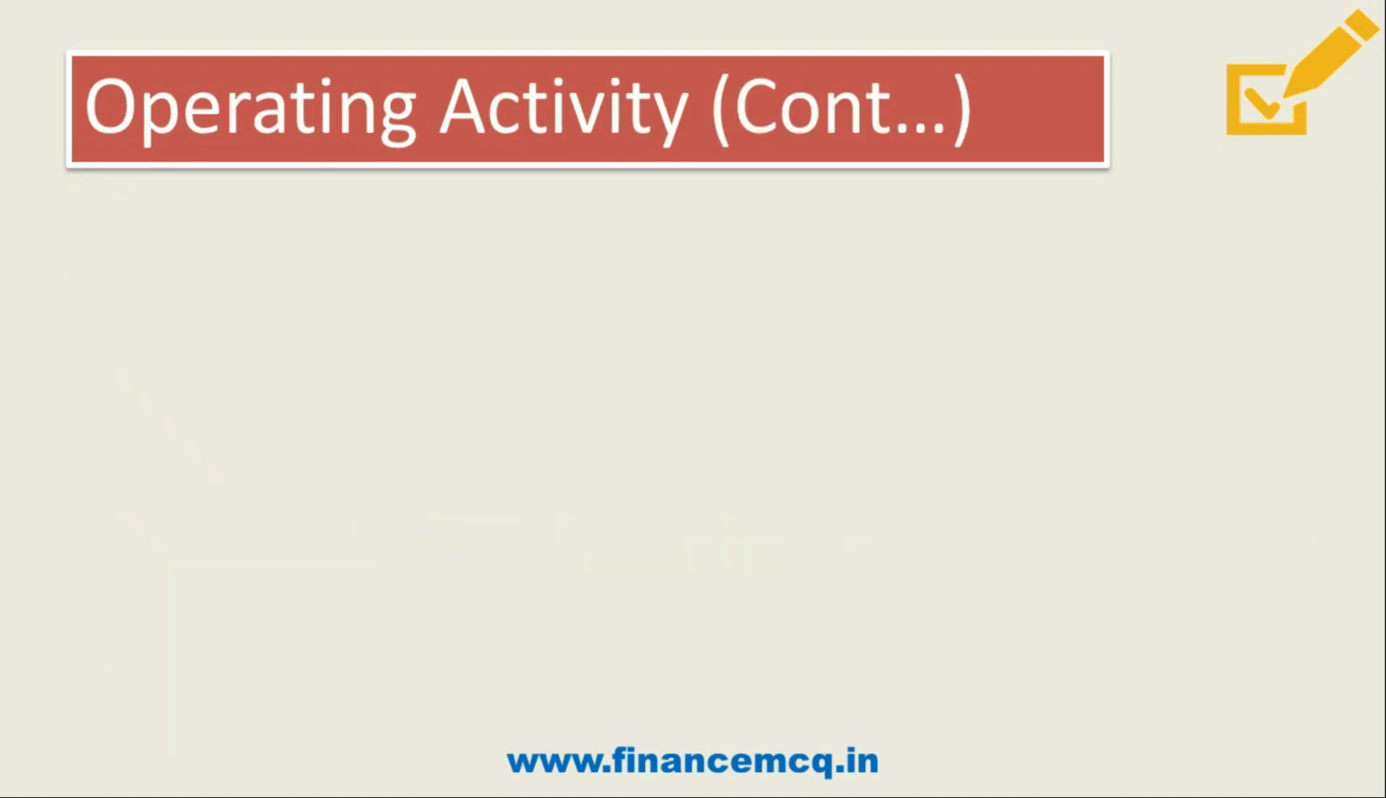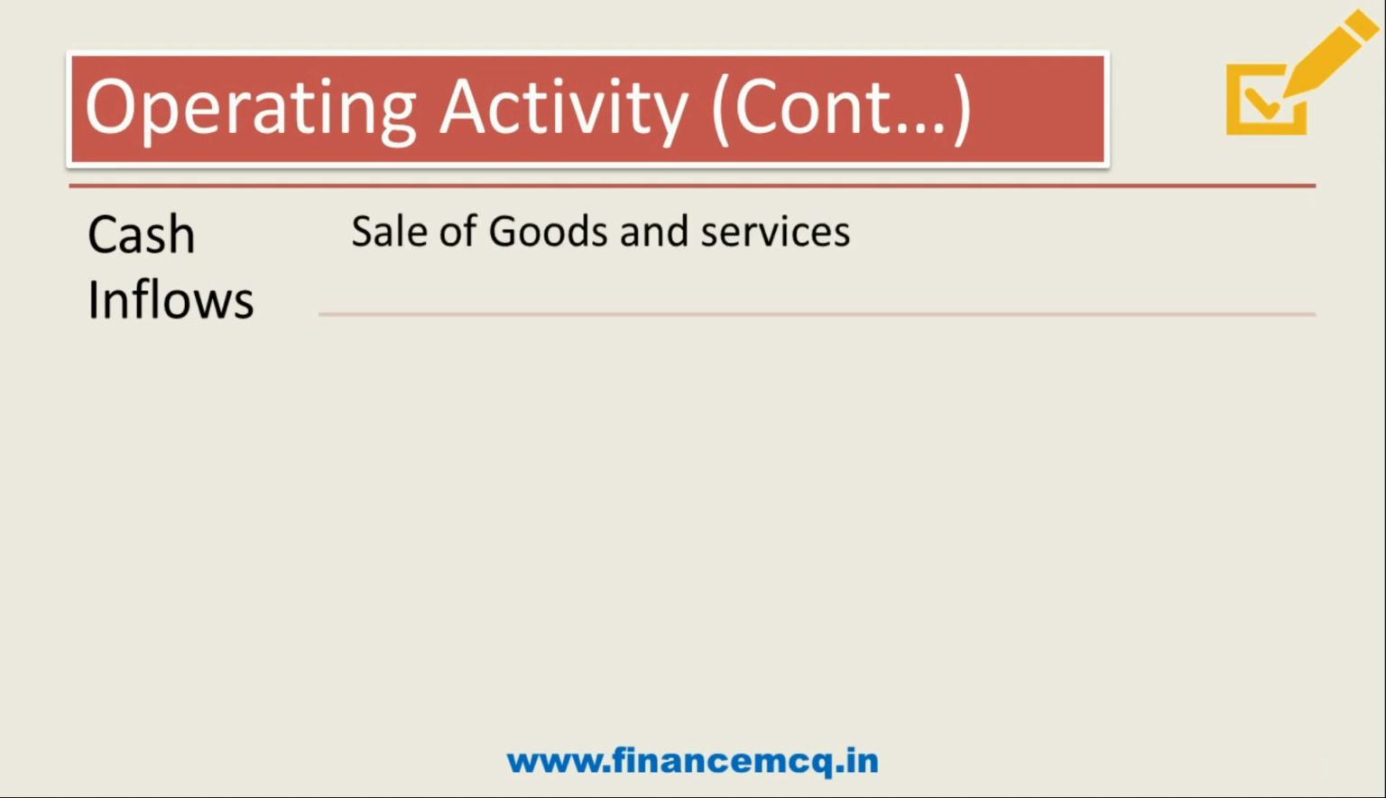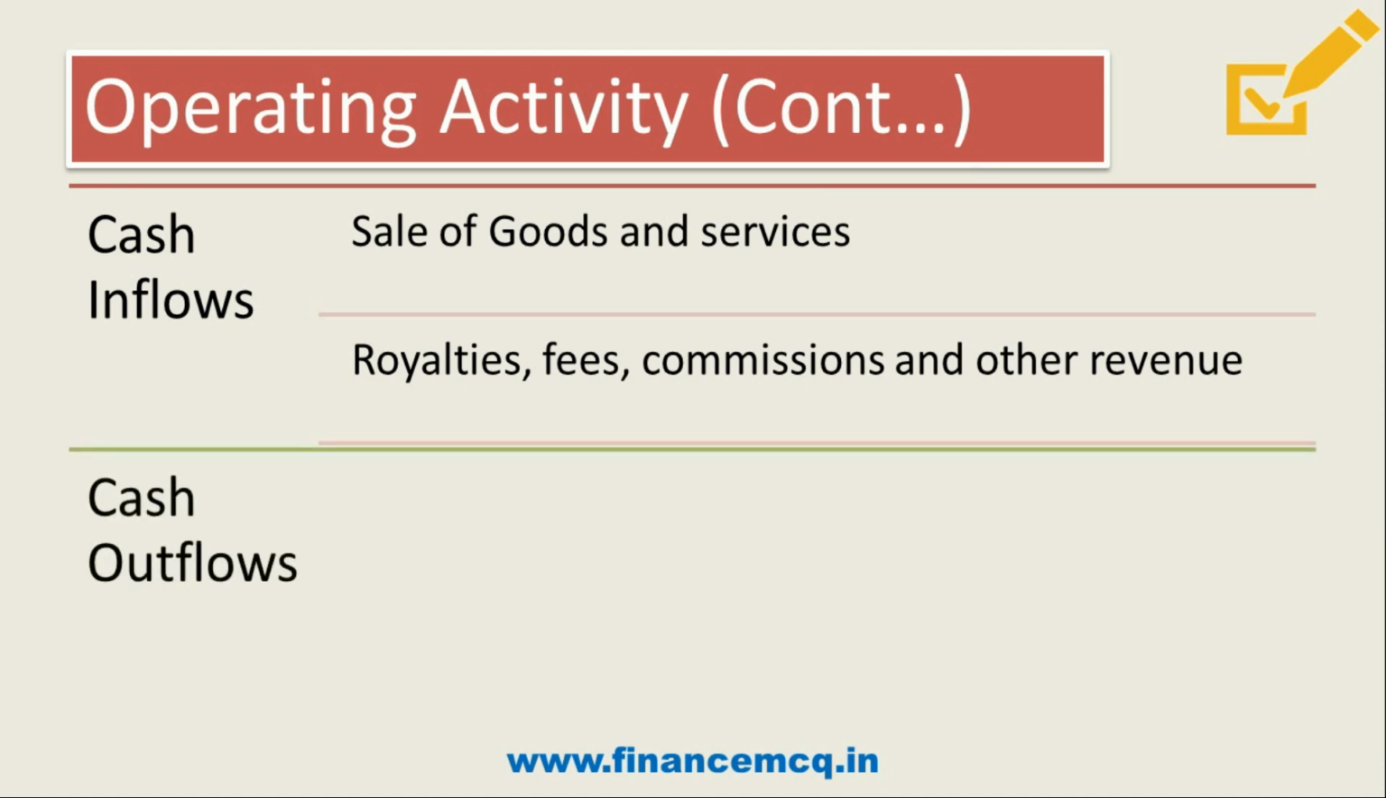Friends, operating activity under this, the cash inflows will come from sale of goods and services of your main activity. Then you have royalties, fees, commissions and other revenues which will form part of your cash inflow. So under operating activity, your cash inflow will be your sale of goods and services and any income from royalties, fees, commissions and other main revenue which are related to the main activity.